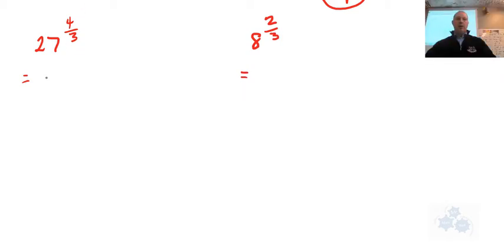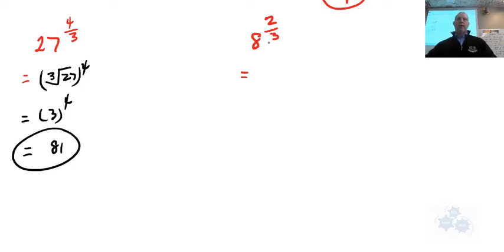Okay, so one possible way, cube root 27 to the power of 4. We know the cube root 27 is 3, to the power of 4. Oh boy, what's that? 3 times 3 times 3 is 27. Times 3 again is 81. Very good. Okay, what about this one? 8 to the power of 2/3. Well, cube root of 8 squared. Could do that. That's going to be 2 squared. That's going to be 4.